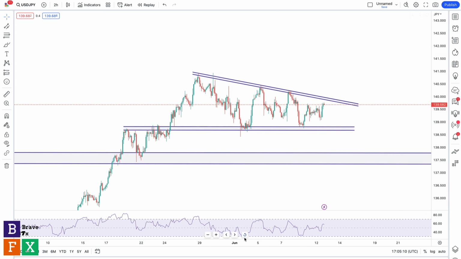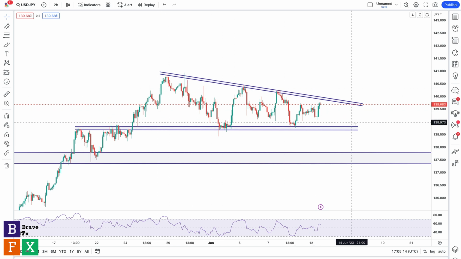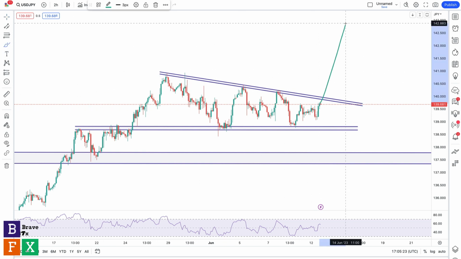So here we go. This is our current chart pattern. So this is a descending triangle, right? So we have a base, which is our support level, and we have price creating lower highs. So I'm going to be waiting for price to break through this price level for me to go long in line with the bullish trend we have on USD-JPY.